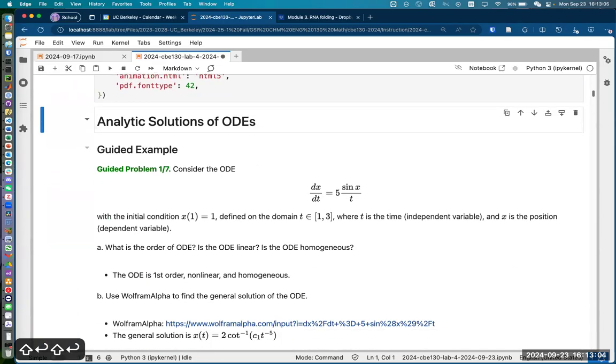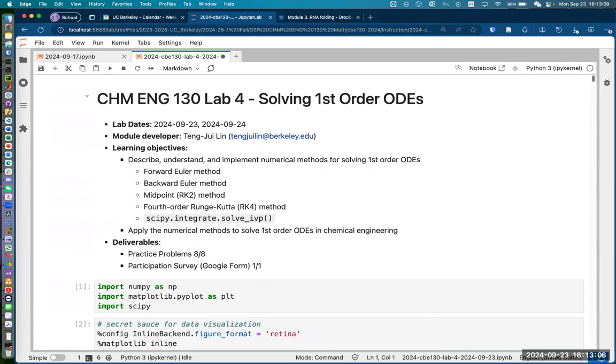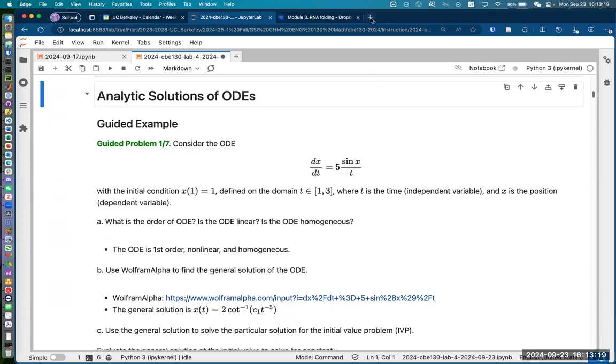So let's get started. There are 7 guided problems and 8 practice problems that you will do. The first guided example is to look at the analytic solution of ODEs. So when you get a very strange ODE in your classes, how do you find the solution of it?